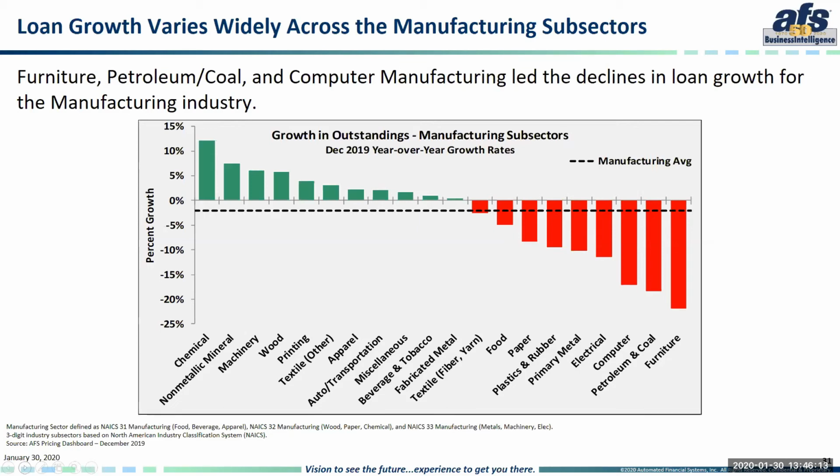What's fascinating, though, is that the tariffs are not impeding loan growth for several other affected subsectors. So on the very far left here, we have chemical manufacturing. That was definitely one that was hit by the tariffs for many different products, and that sector grew over 10%, so really robust year-over-year growth for that area of the manufacturing industry.